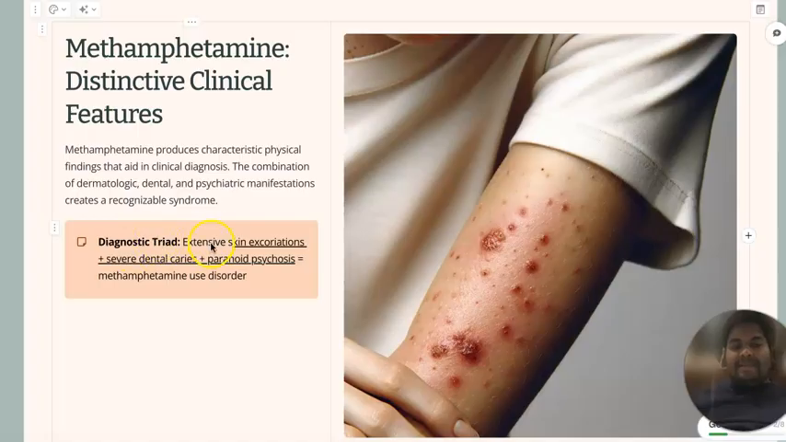It has a diagnostic triad of skin excoriation and severe dental caries. This dental caries is often because the patient will have bruxism and also dry mouth, so that leads to dental caries, and paranoid psychosis. So if you say to the substance abuser, severe skin excoriation, severe dental caries, as well as paranoid psychosis, then we may think about methamphetamine use.